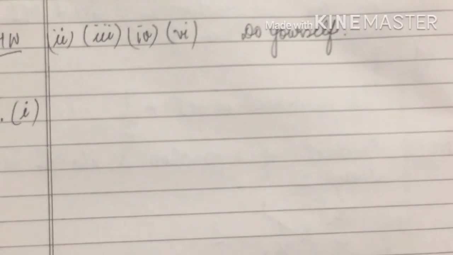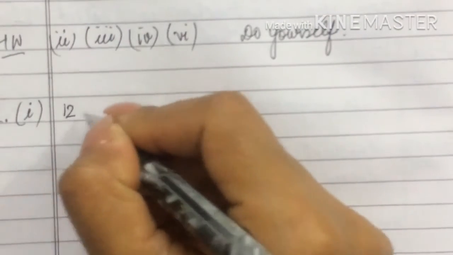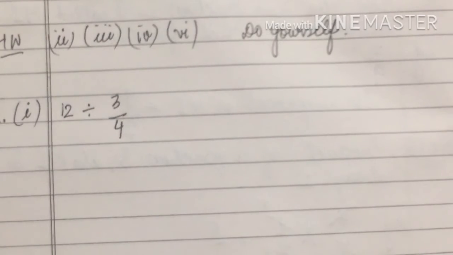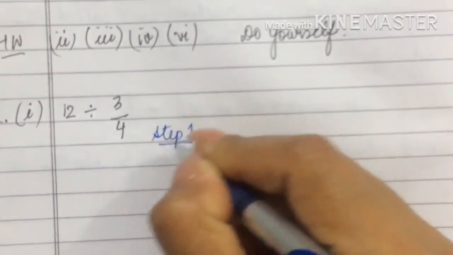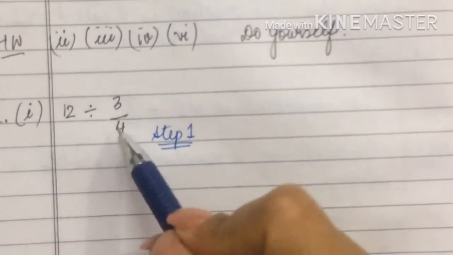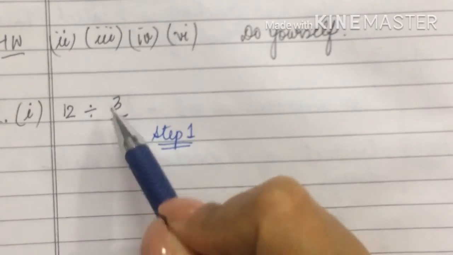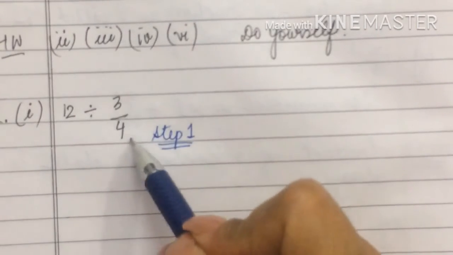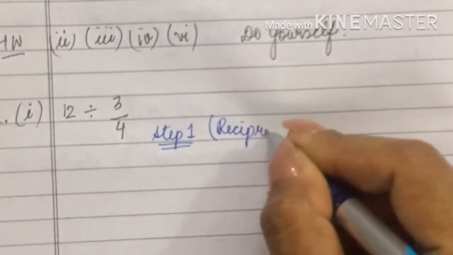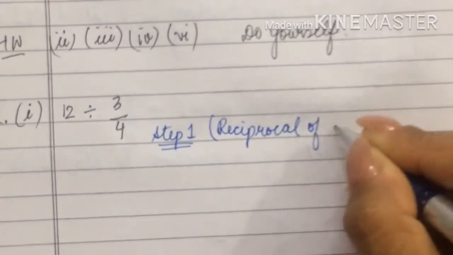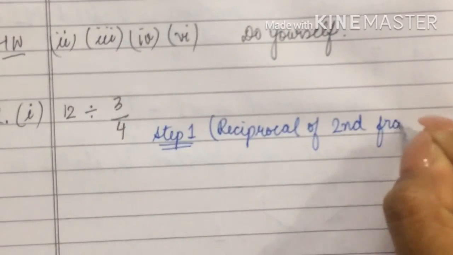So let's do the first part. We have 12 divided by 3 by 4. I'll be writing down the steps for the first part, then I'll just quickly solve my answers in the remaining parts. So the first step is, there are 2 numbers to be divided. We will be writing down the reciprocal for the second one. So we need the reciprocal of the second fraction.